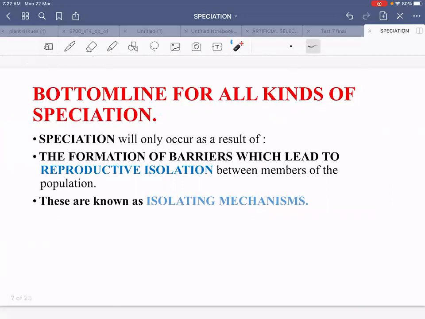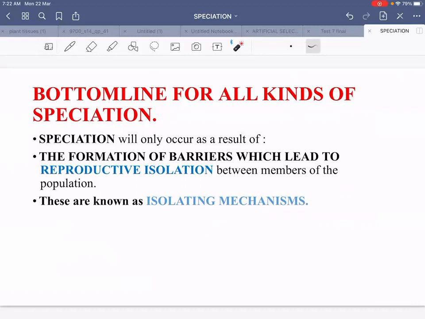Bottom line for all kinds of speciation is that it will only occur as a result of formation of barriers, which leads to the reproductive isolation between members of the population. Okay? And these are known as isolating mechanisms, which means that when speciation is occurring, there has to be some mechanism that isolates those two subpopulations.